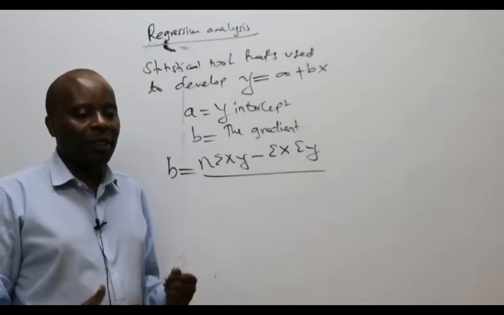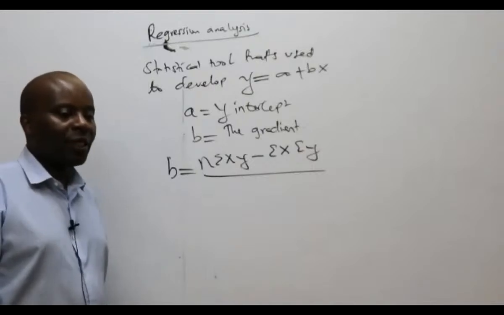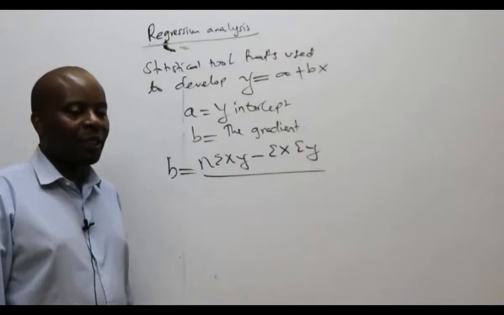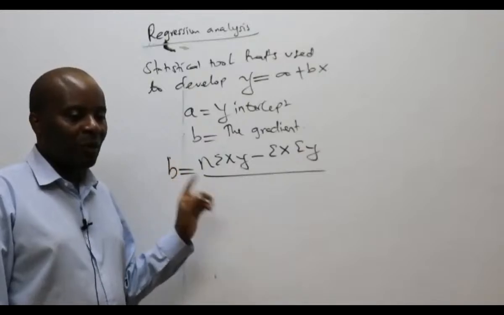Creativity is important. So this is the formula of getting the numerator of b.